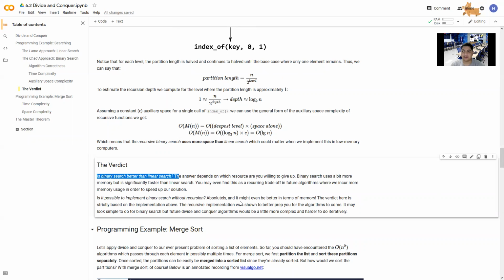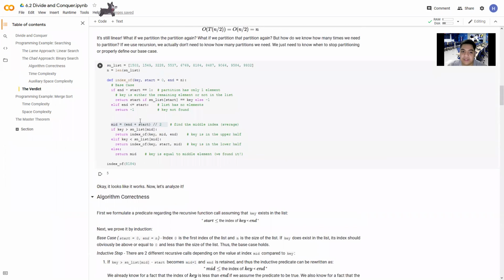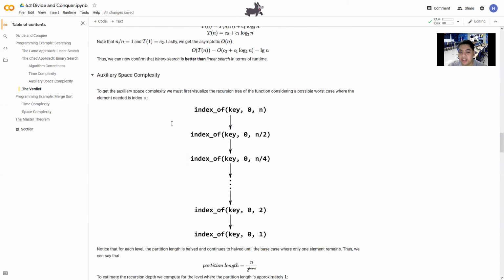isn't the memory space of binary search just because it's a recursive function? So what if we implement binary search without recursion? That's absolutely possible, and it should improve the performance of binary search in terms of memory. If you're strictly going to use the implementation we have here, then we do have a trade-off between memory and running time.